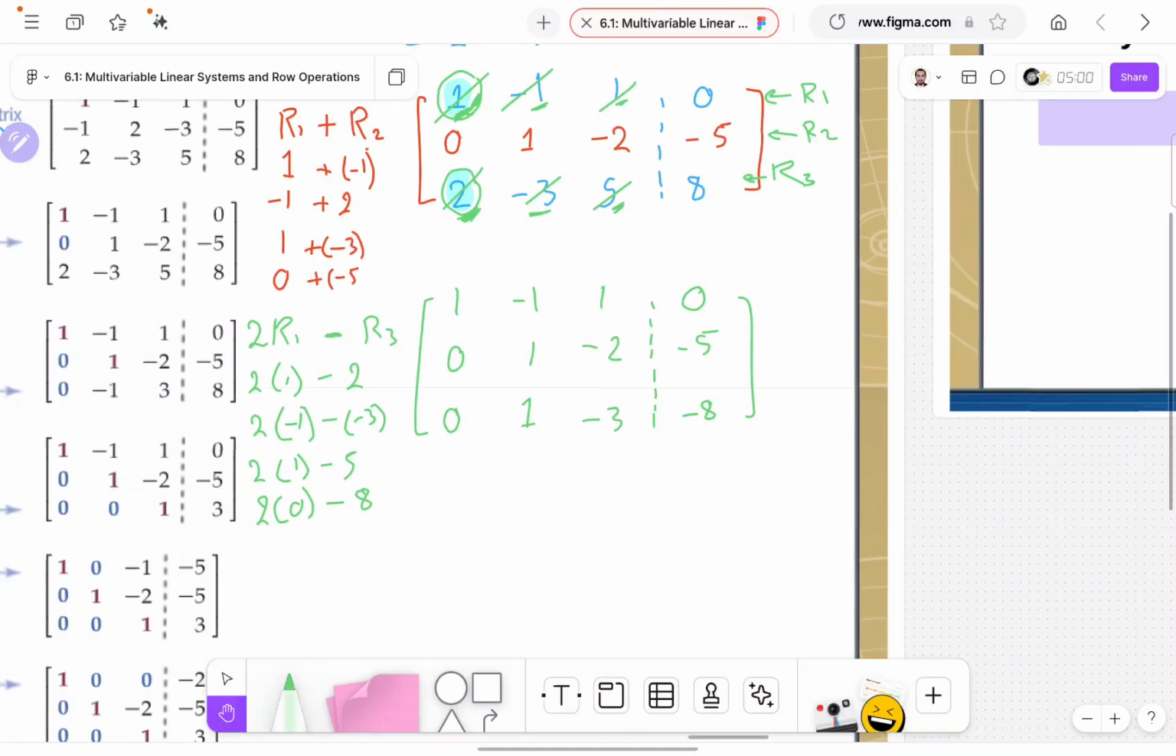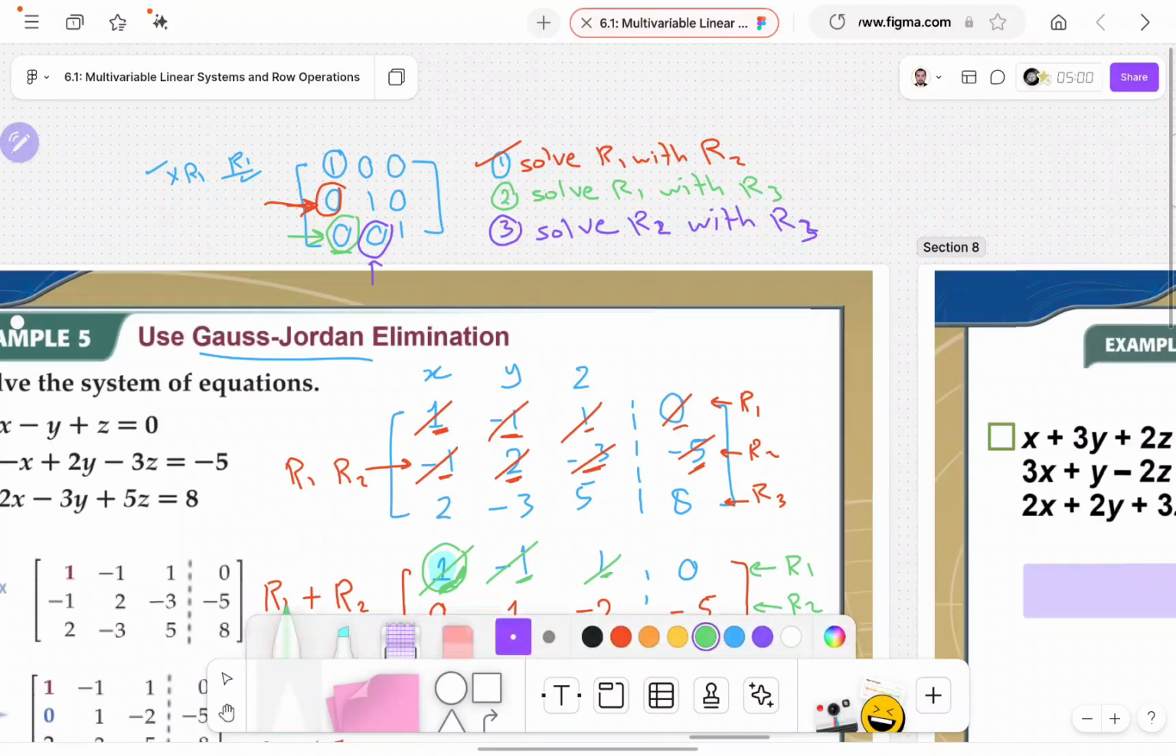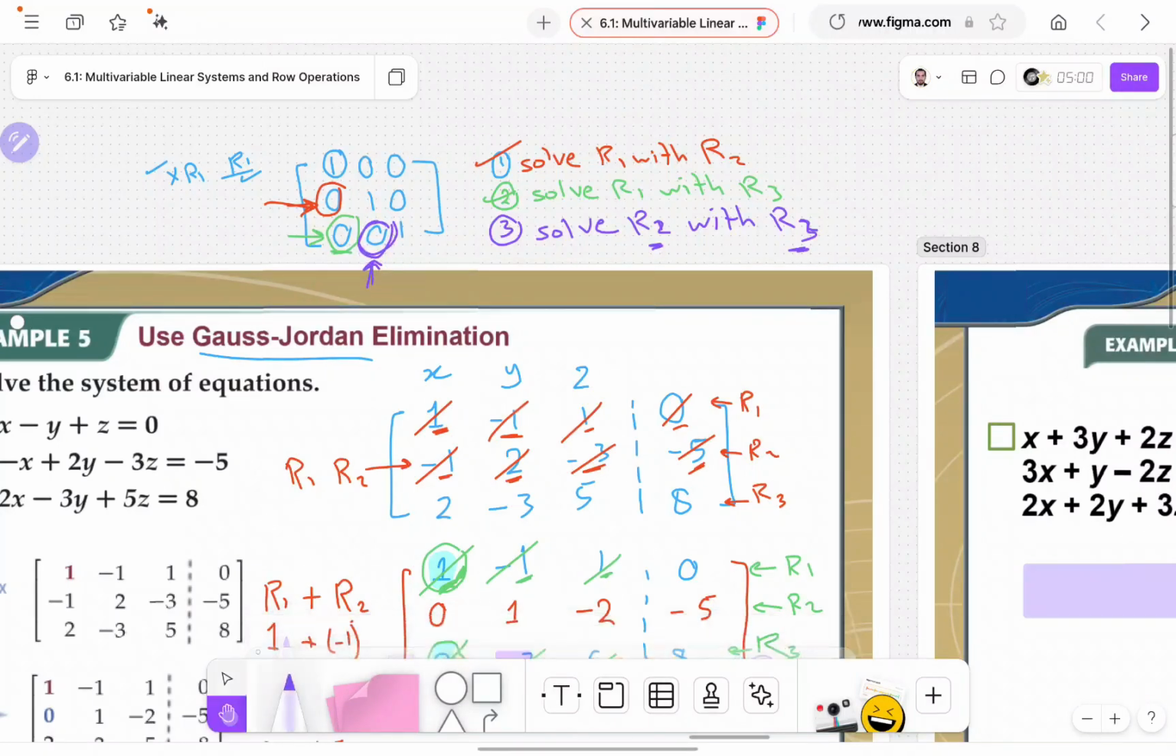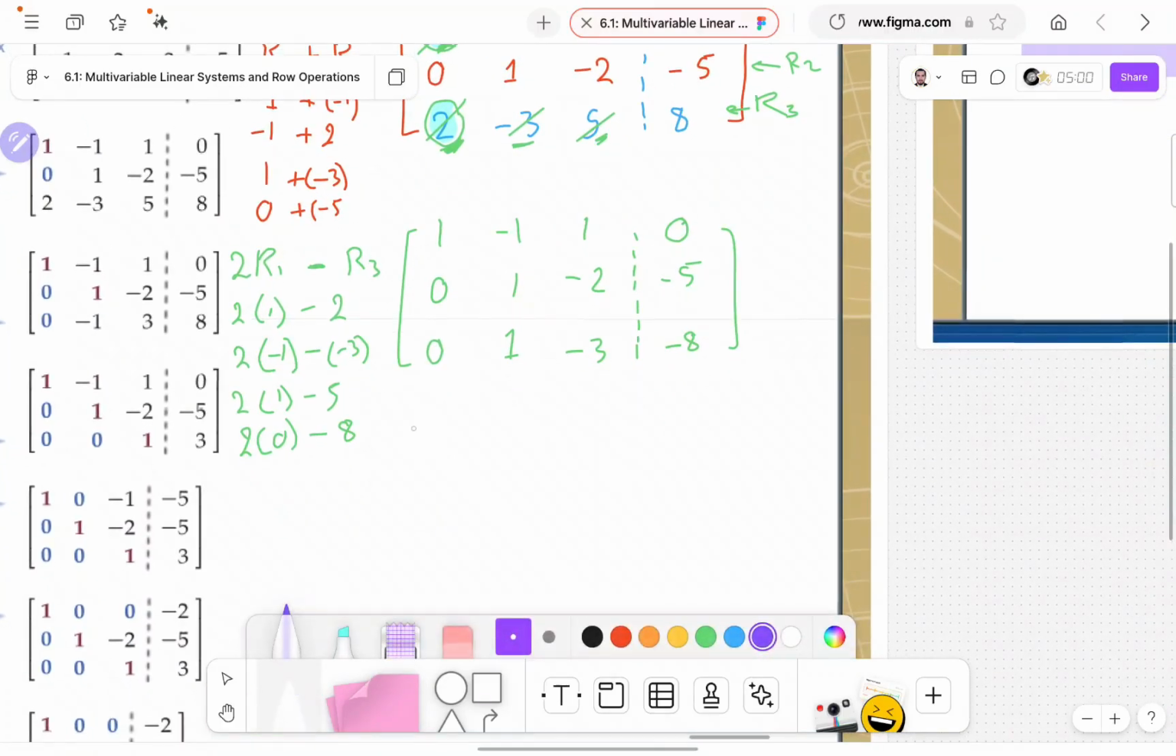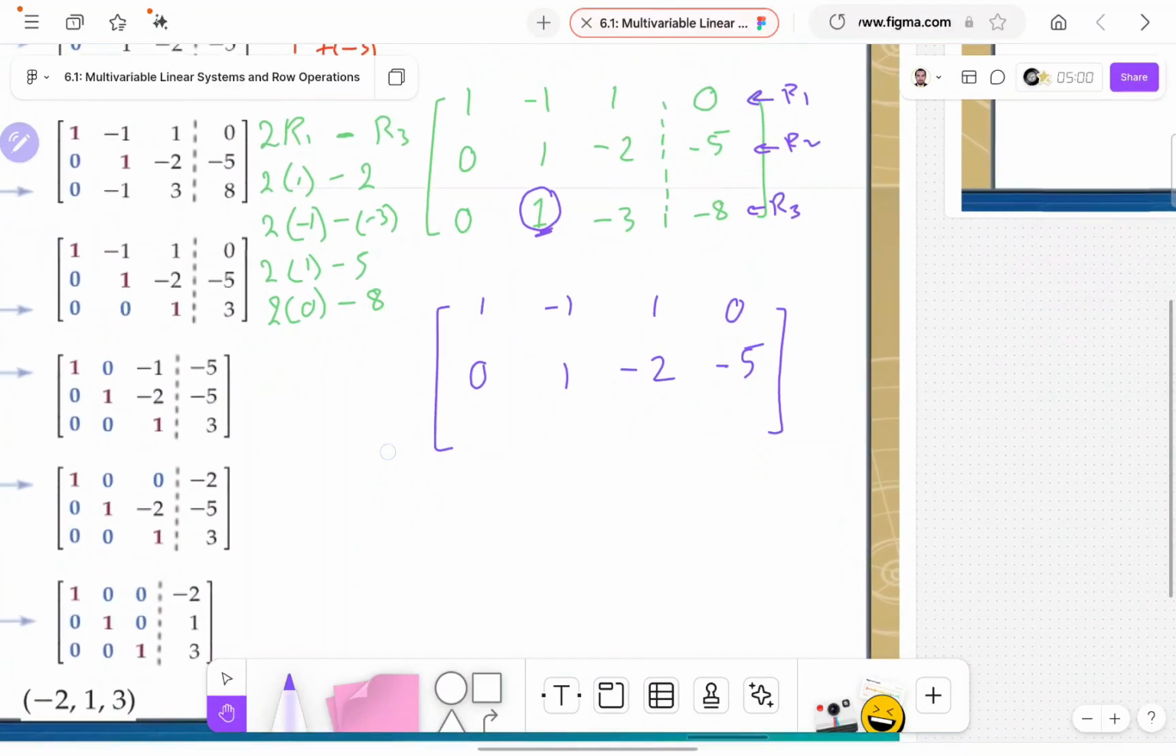Now the next step, let's go up. We finished step number 2. Now step number 3: solve row 2 with row 3 to make this value equal 0. So row 2 with row 3. Now I need to make this value equal 0. This value is in row 3. This is row 2, and this is row 1. What will happen with the other rows when I make this one 0? They are going to stay the same. So row 1 stays the same. Row 2 stays the same.